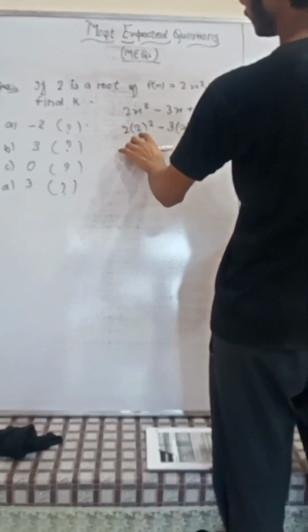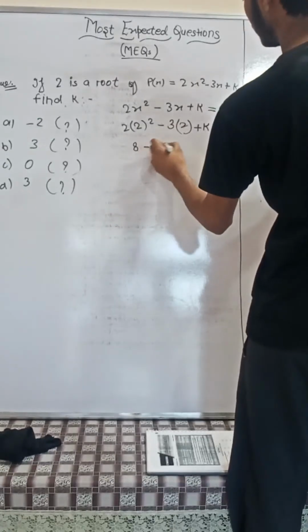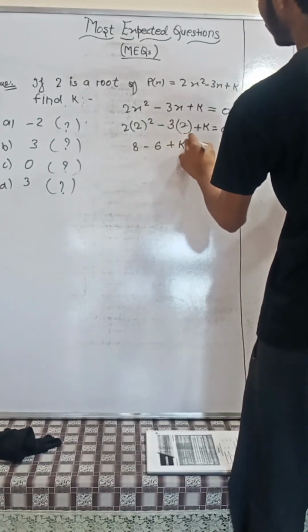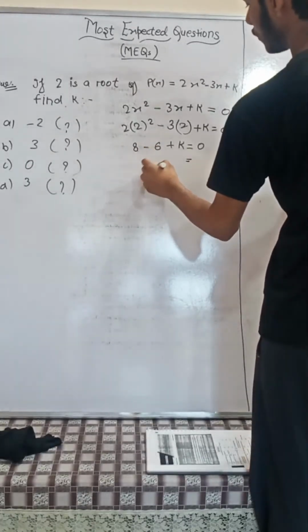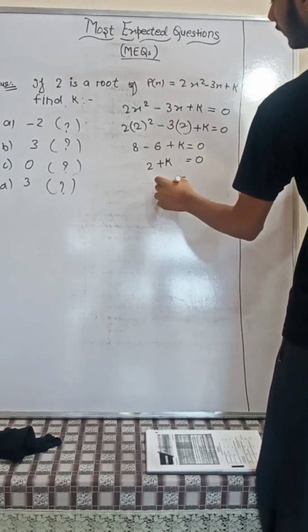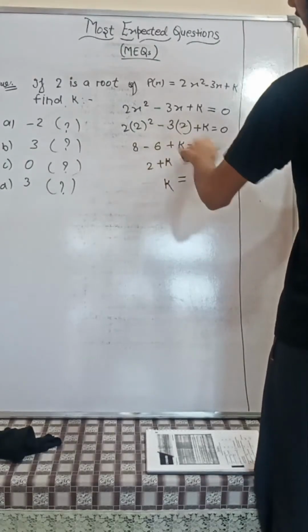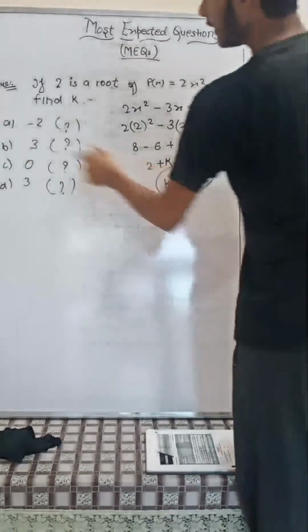2 square is 4, 2 times 4 is 8, minus 3 twice 6, plus k equals 0. Here 8 minus 6 is 2, plus k equals 0. Plus 2 shifted here, that is minus 2. The value of k is minus 2, that is option A.